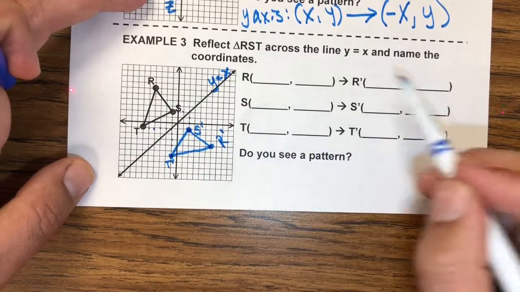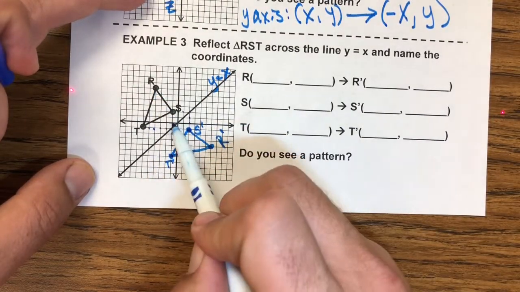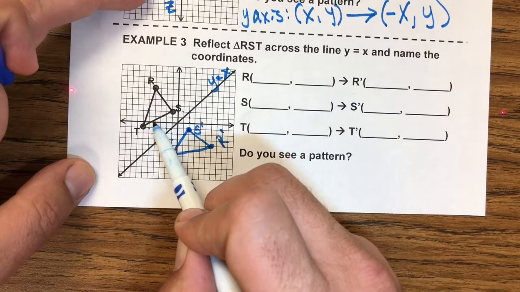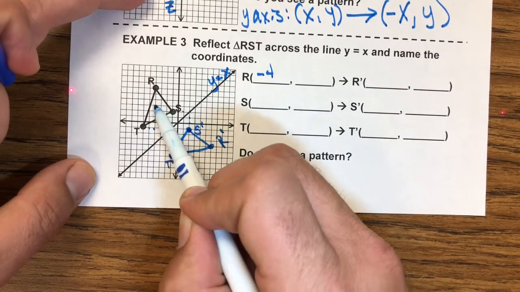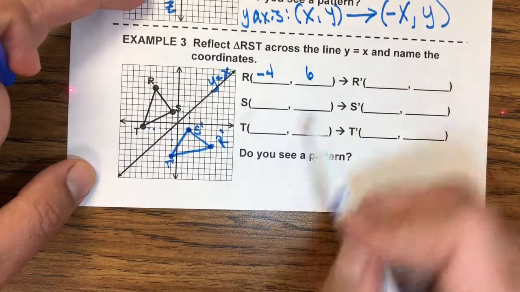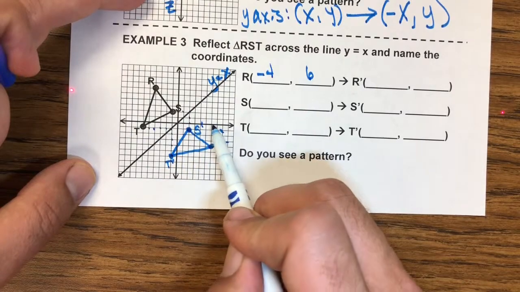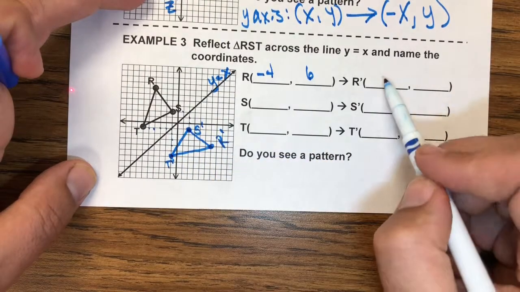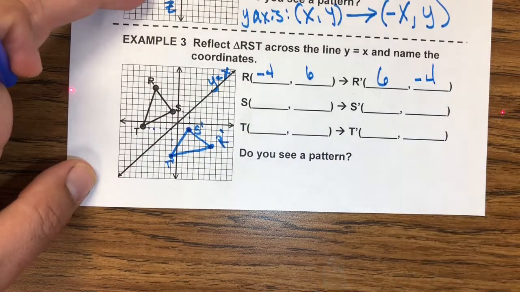Now let's look at how the coordinates changed. Let's start with r. R is at 1, 2, 3, 4. That's -4 because we went to the left. And then up 1, 2, 3, 4, 5, 6, +6. The new r is to the right 6, and then down 4, so -4. Look what happened there.